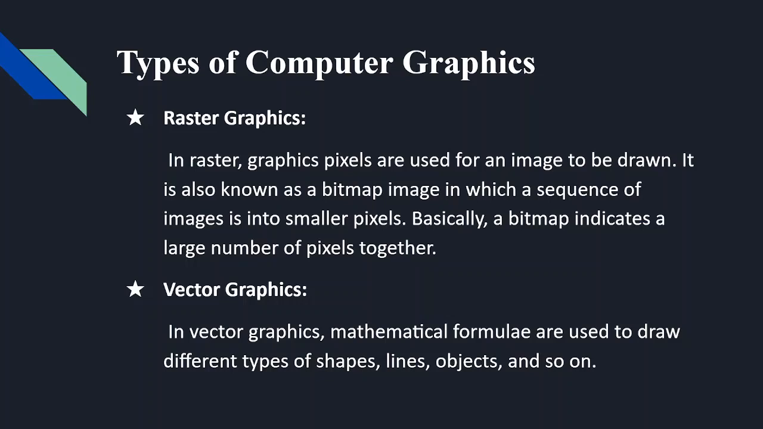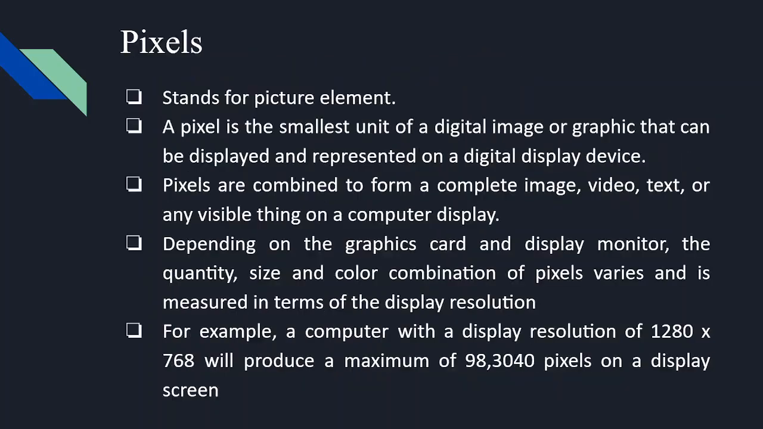And in vector graphics, we use mathematical functions and formulas to draw different types of shapes, lines and objects. Next is pixel.